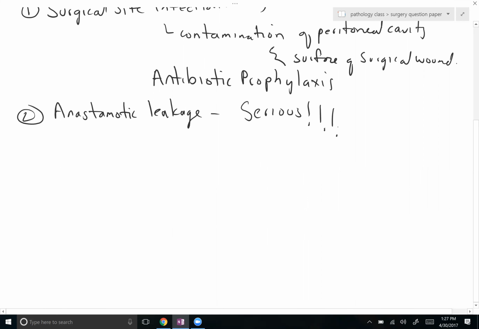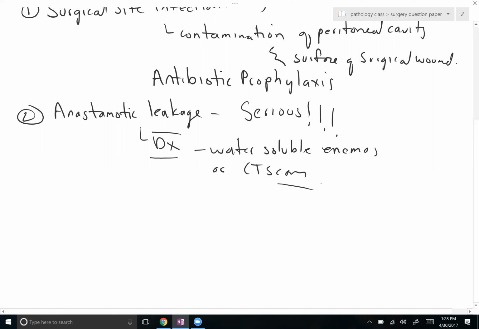Now in this, first and foremost we have to diagnose the anastomotic leak. For an anastomotic leak we can use water soluble enemas, or we can use CT scans. But these are obviously going to take time, so an emergency CT scan. Now the clinical manifestations of this. Sorry, I forgot about the clinical manifestations of this.